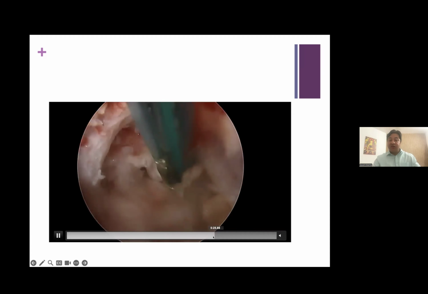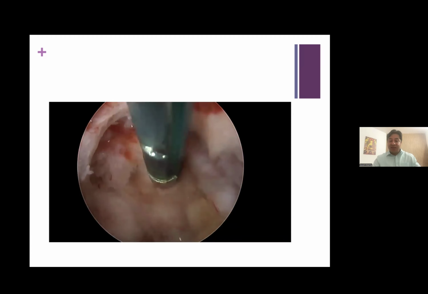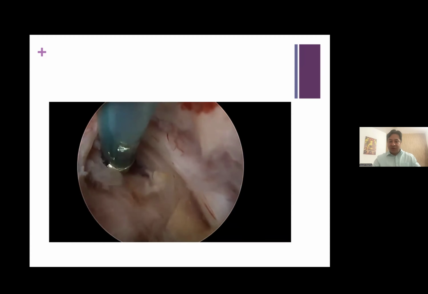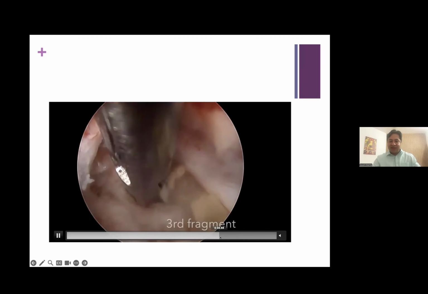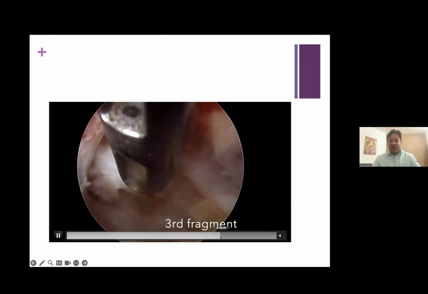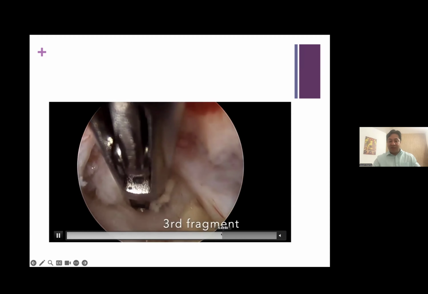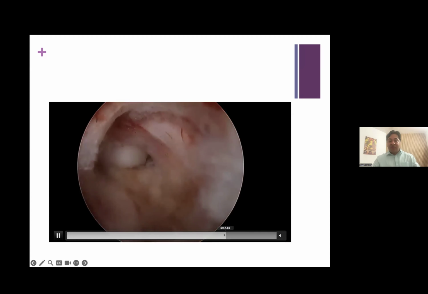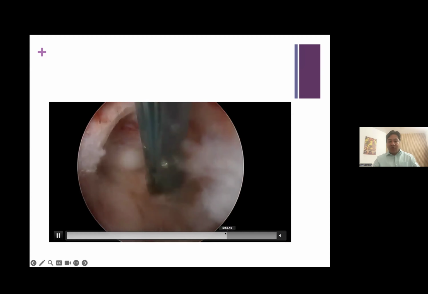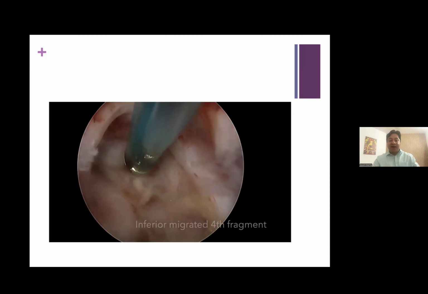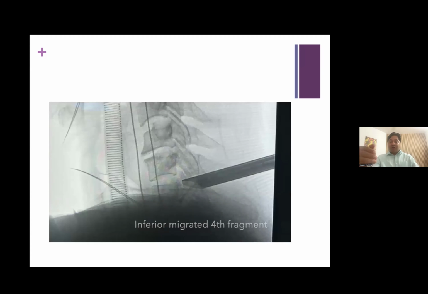So go search for another fragment, and you can see there's another fragment which is simply popping out. This is your second fragment in this case. And then we got a third fragment, which was still there. And as we go ahead, we go down and look at another fragment which is coming from just below the pedicle, and this is the inferior migrated fourth fragment.